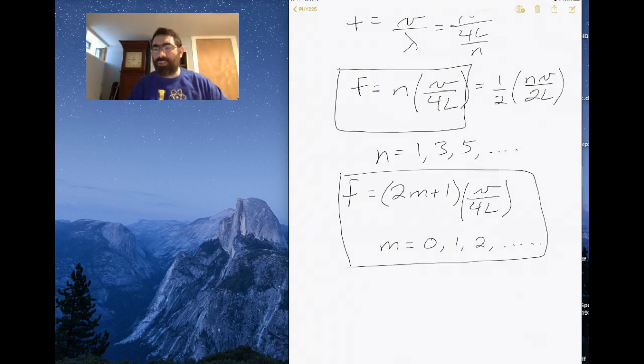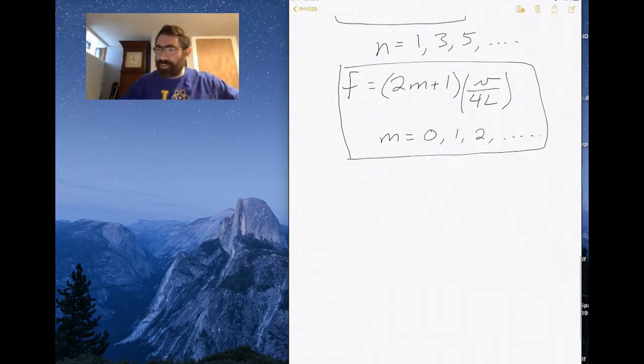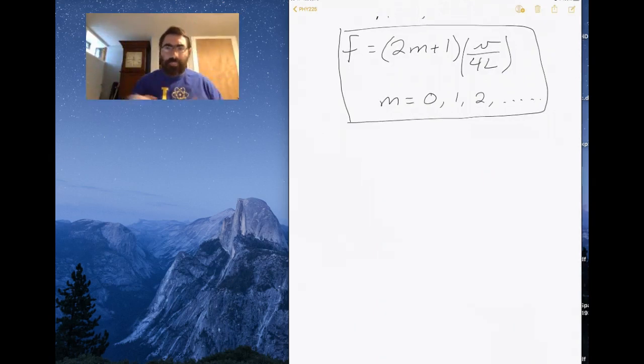So it may be easier to use this equation right here, because then you know that you're only dealing with an odd number of harmonics. You don't get all the harmonics out of an open pipe. So if you're trying to figure out how to design your musical instrument, it may be easier to use the index n instead of the index m.